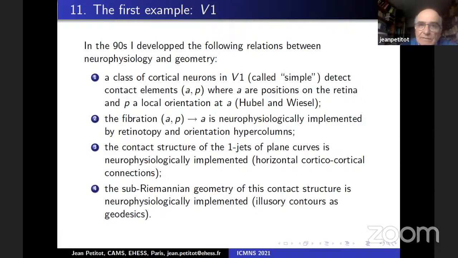Second, the fibration (a, p) over a, with fibers the projective line of orientations, is neurophysiologically implemented by retinotopy and orientation hypercolumns. Third, the contact structure of the one-jets of plane curves is neurophysiologically implemented by horizontal cortical connections. And fourth, the sub-Riemannian geometry of this contact structure is neurophysiologically implemented. In particular, illusory contours can be interpreted as geodesics.